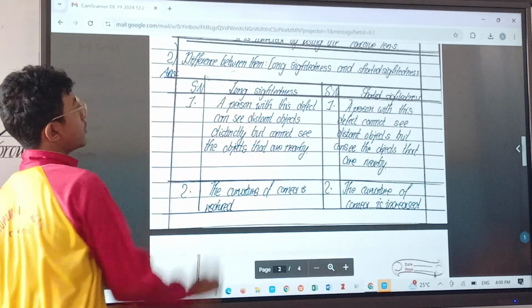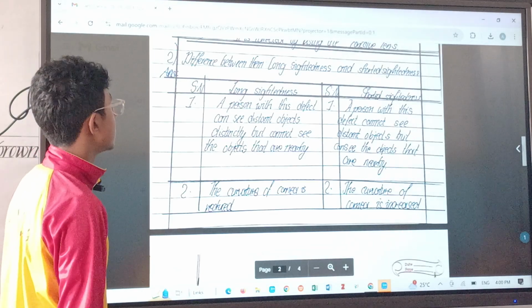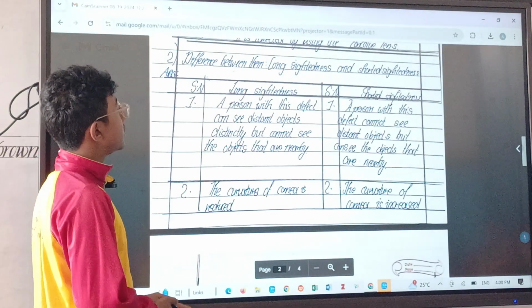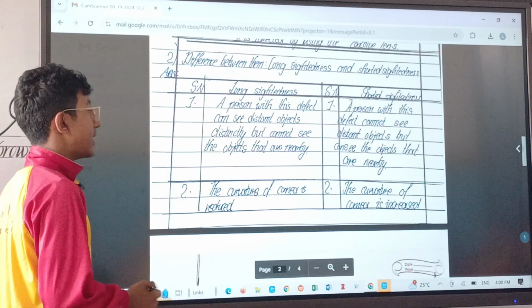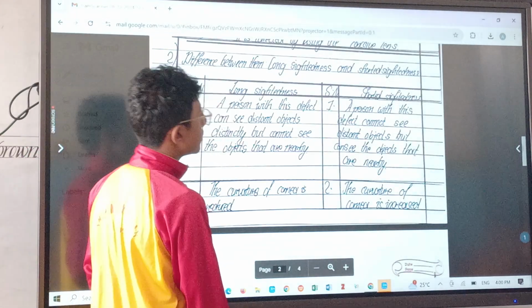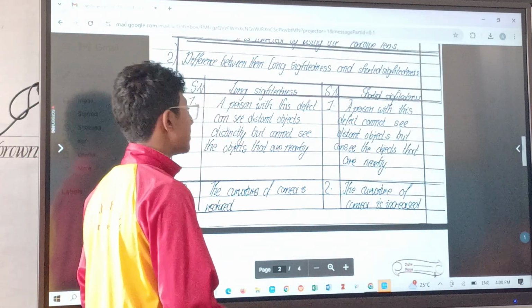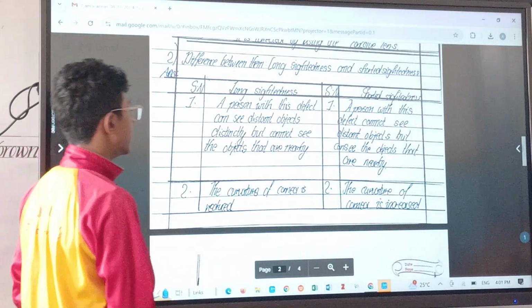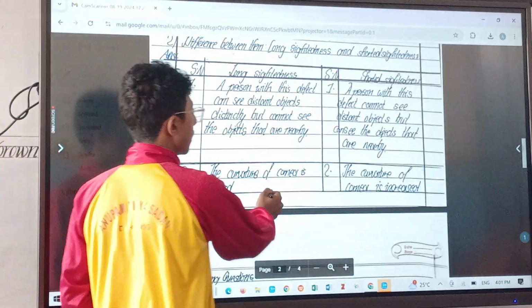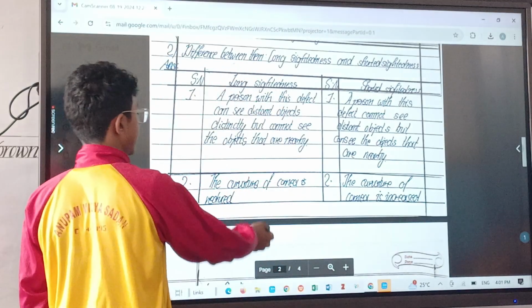Next one is the difference between long sightedness and short sightedness. In long sightedness, a person with this defect can see distant objects but cannot see the objects that are near. And in short sightedness, a person can see near objects but cannot see distant objects. The curvature of this is reduced and the curvature of this cornea is increased.